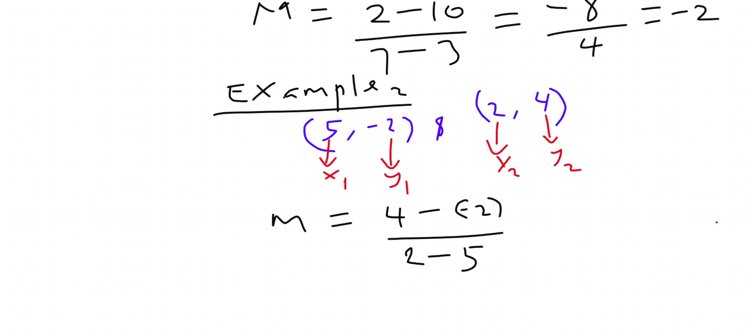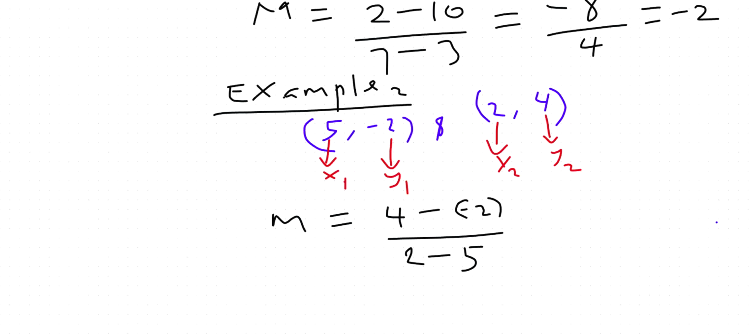The first thing is to write the label. The label is y2. What's my y2? 4, minus y1. Write the minus in the formula, then you can write the minus in the number you have. So that will make it easier. And the x2 is 2, minus, the subtraction in the formula, and x1 is 5.